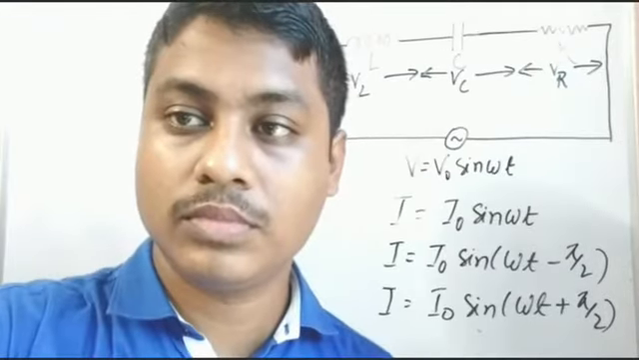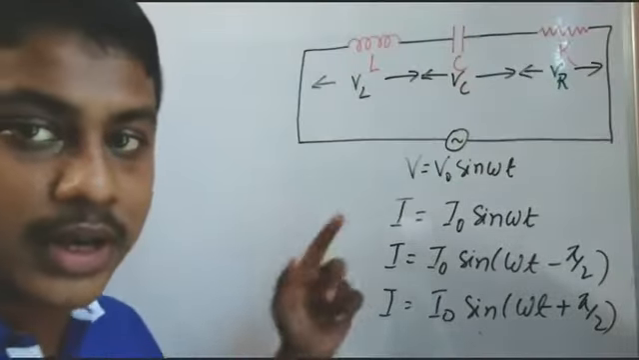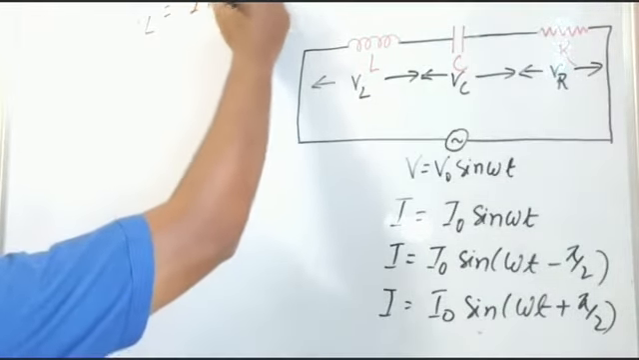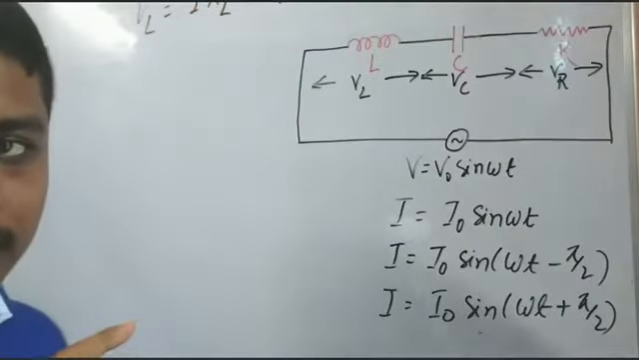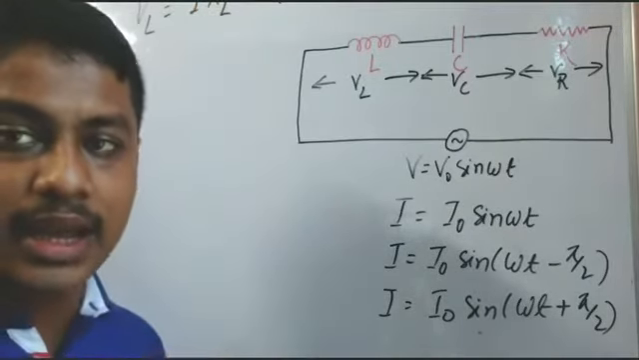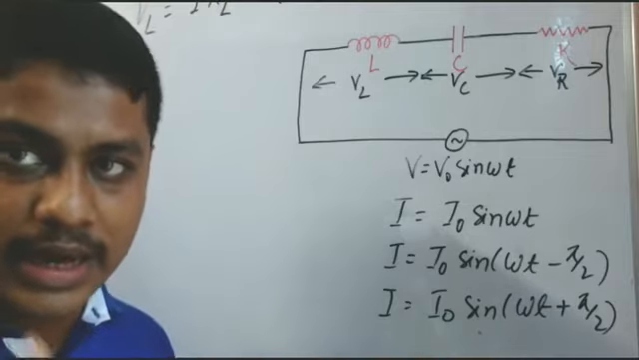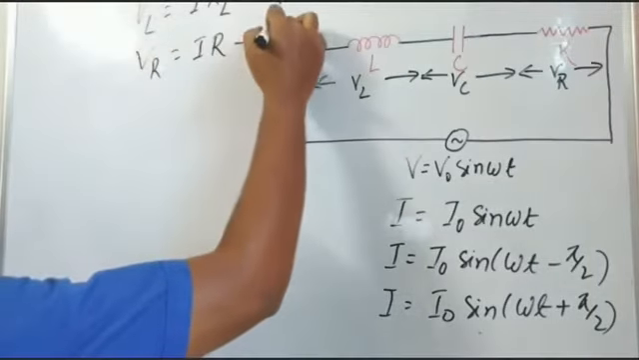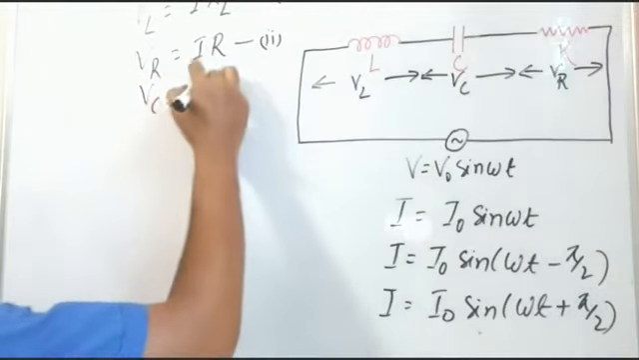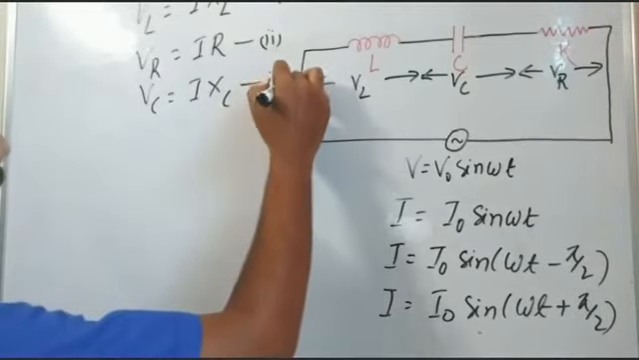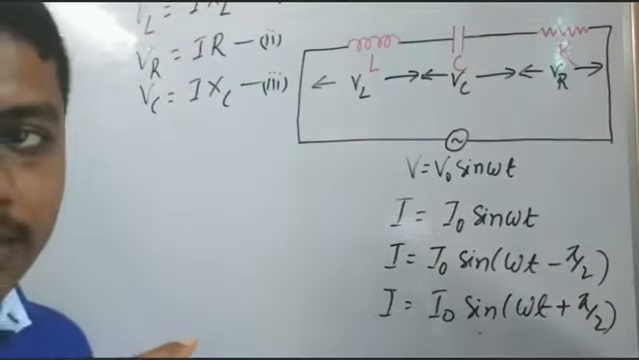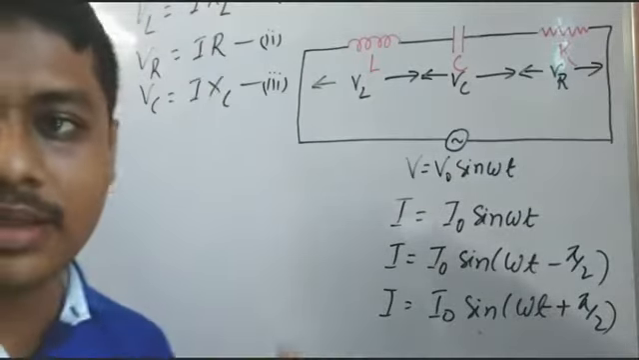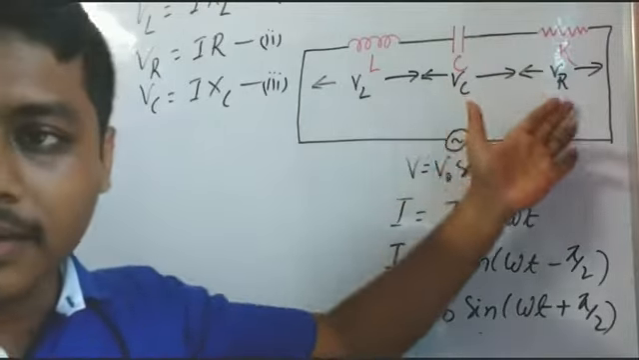So let us first see the voltage across the inductor. It is given as VL = I into XL, that is I into resistance, where XL is the inductive reactance. That I have already done. VR will be equal to I into R, and VC will be I into XC. These all follow the same Ohm's law only. Capacitive reactance, resistance and inductive reactance give the voltages VL, VC and VR.